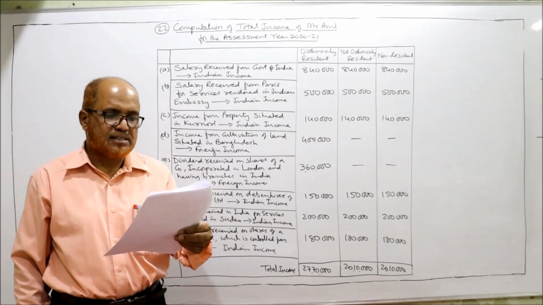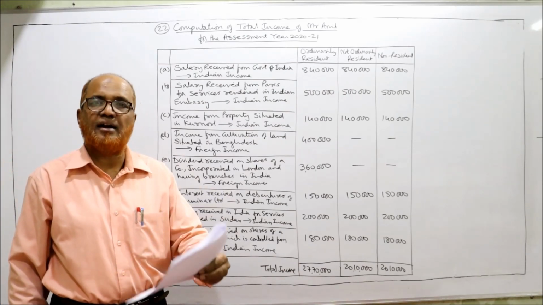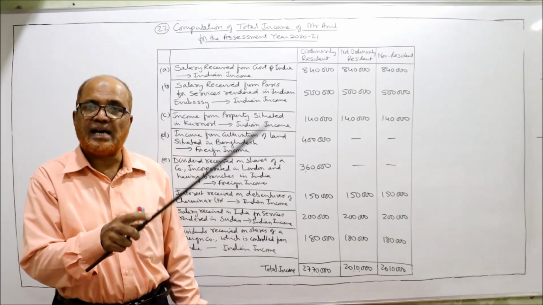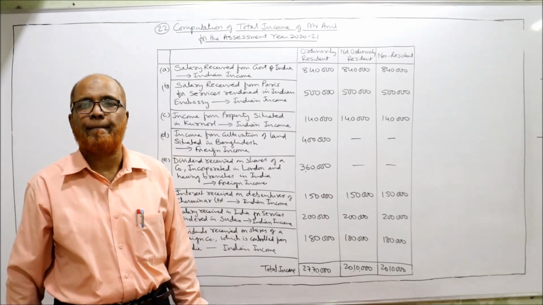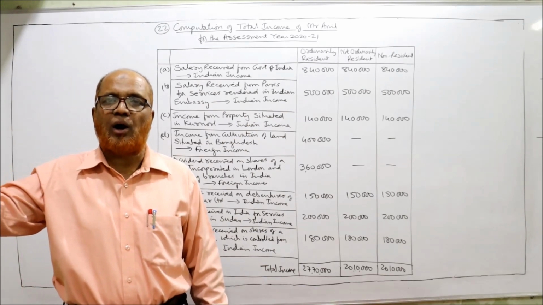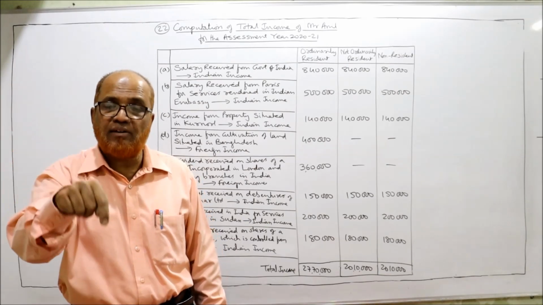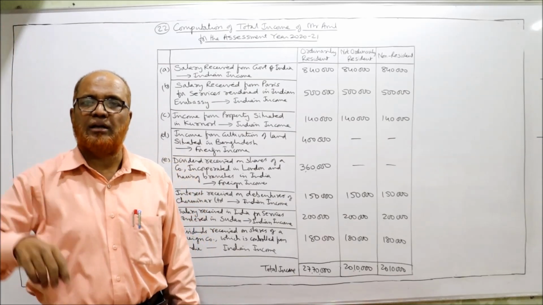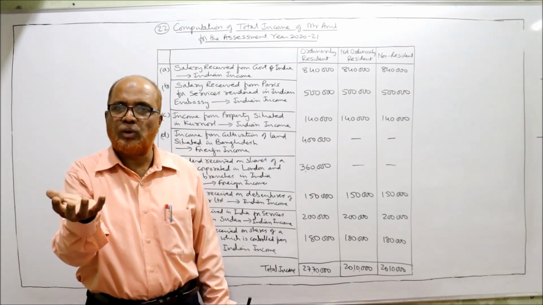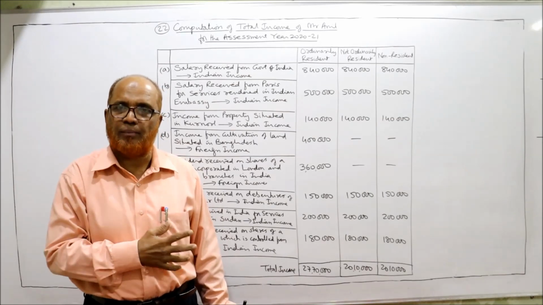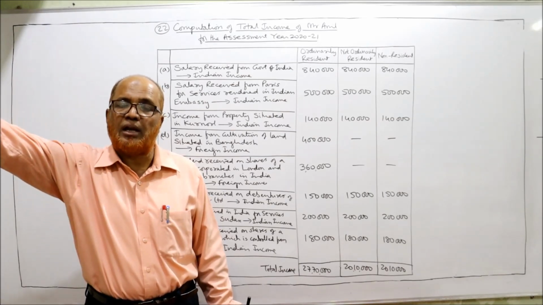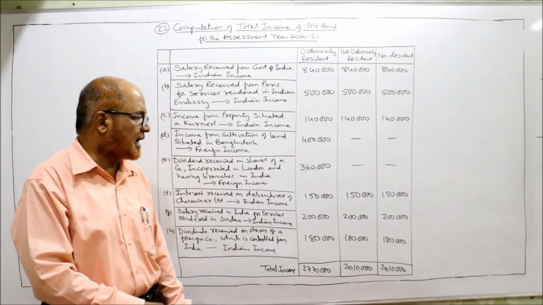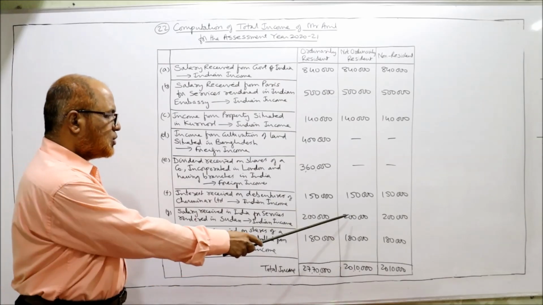Next one, salary received in India for services rendered in Sudan. Services are rendered in Sudan, but ultimately salary is received directly in India. So any income which is earned outside India, but if it is received in India, it's an Indian income. If the salary is received there itself in Sudan, that means income earned in Sudan, received in Sudan is a foreign income. But if income is earned in Sudan but received directly in India, it's an Indian income. It is taxable in the case of all. 2 lakh, 2 lakh, 2 lakh.